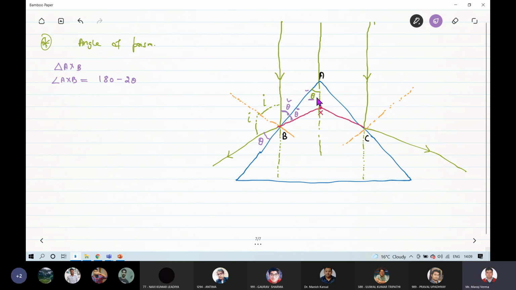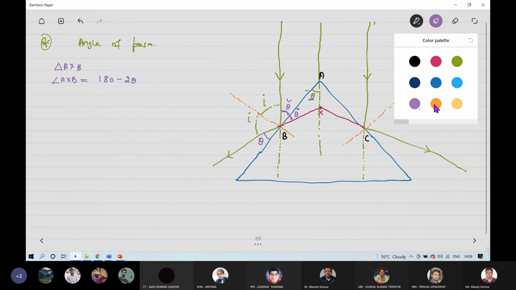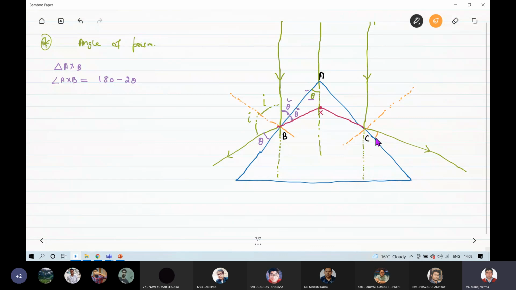Right. Similarly, for this side of the prism, this will be angle theta dash. It does not necessarily equal this theta, I'm just calling it theta dash. But again, this angle will be theta dash because they are vertically opposite angles. Now, if both of these angles are equal, then again this angle must be equal to theta dash. If this angle is theta dash and these two are parallel rays, this again will be theta dash. So in this way, I can write in triangle AXC, angle AXC will be equal to 180 minus 2 theta dash. Right?